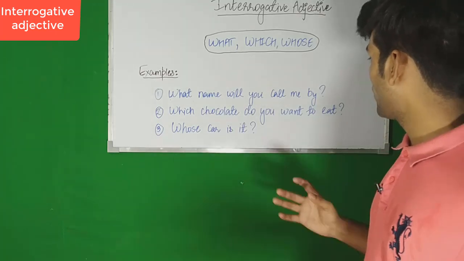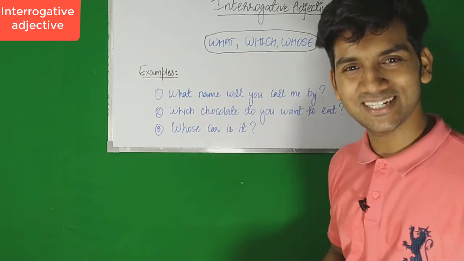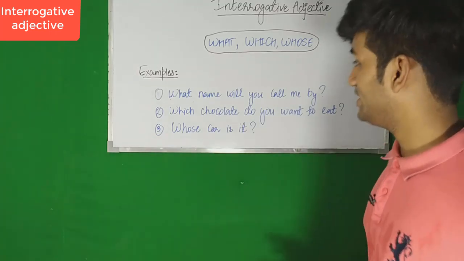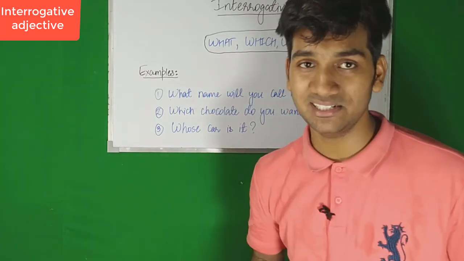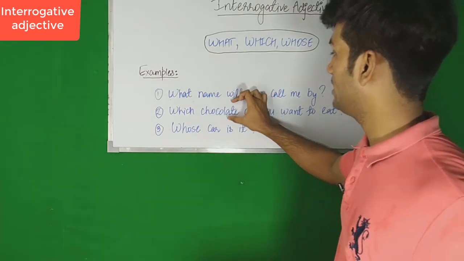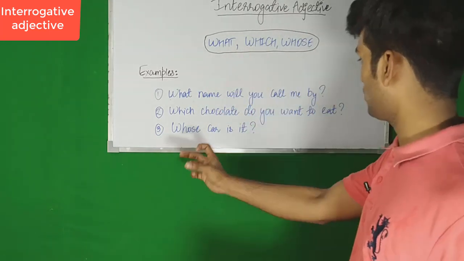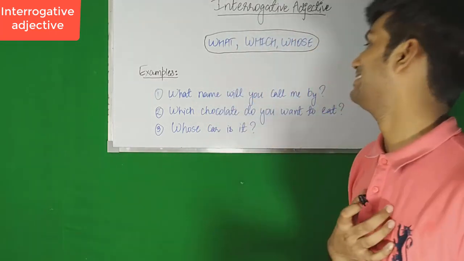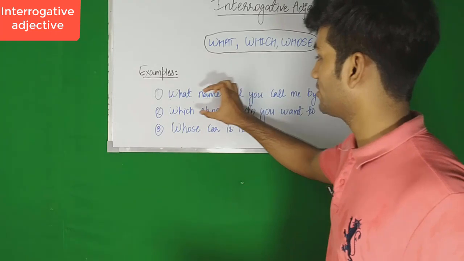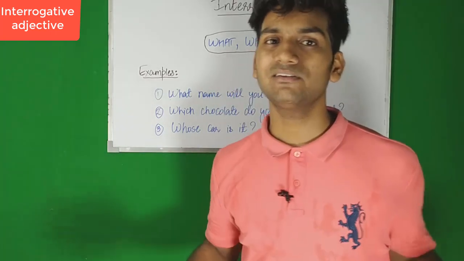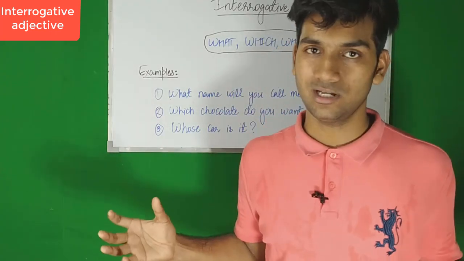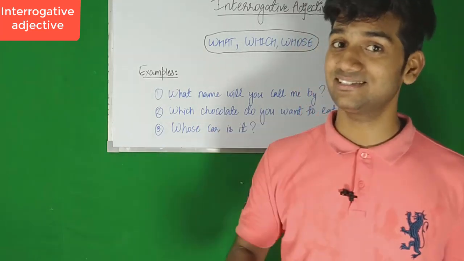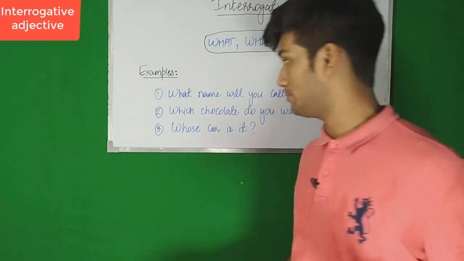Example number 2. Which chocolate do you want to eat? Do you want to eat a chocolate? Oh, I don't have one. Which chocolate do you want to eat? All right, which is our interrogative adjective and we have a noun after it, chocolate. That's how I get to know that which is my interrogative adjective, because it's not standing alone. Interrogative pronouns stand alone, but interrogative adjectives do not stand alone. This is the difference. Always keep this in your mind.